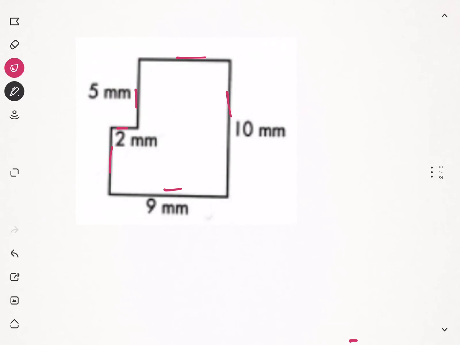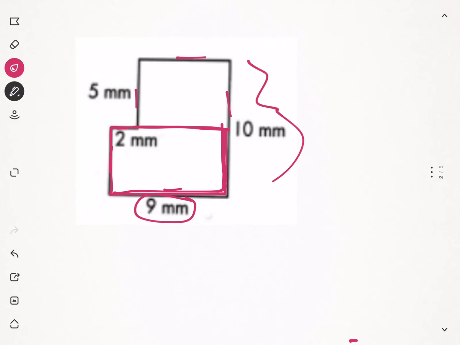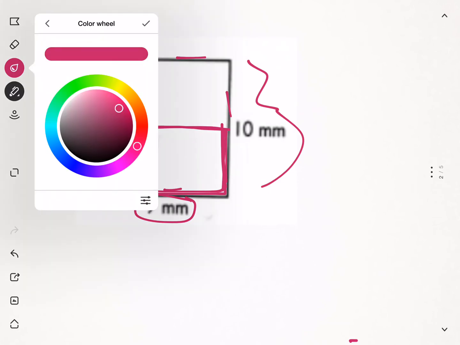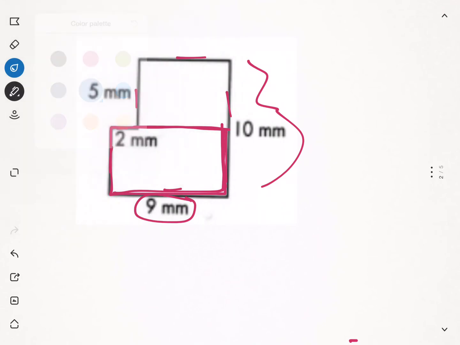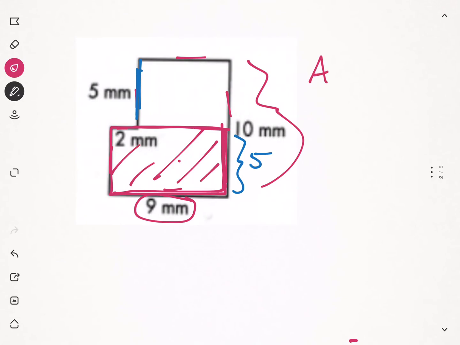Okay, split it here. So this red rectangle, we know that one side is 9. We don't know what the height of the rectangle is. We know that this whole side is 10. We know that over here is 5. That means that this piece right here also has to be 5. So I'm going to color in this rectangle here. The area of the red rectangle is going to be 9 times 5, which is 45.